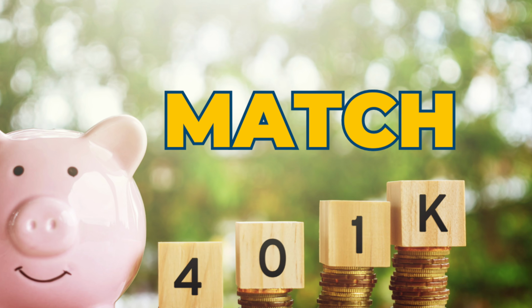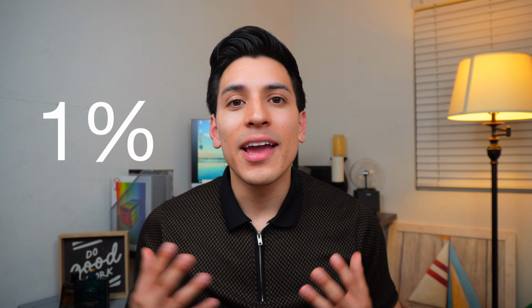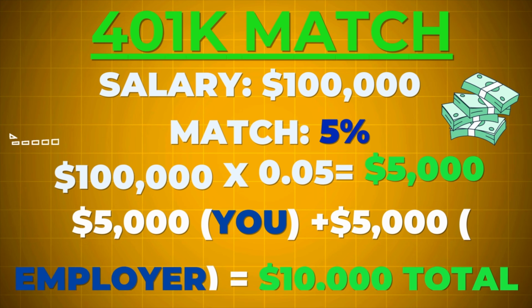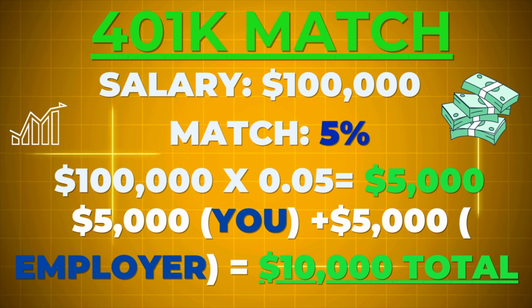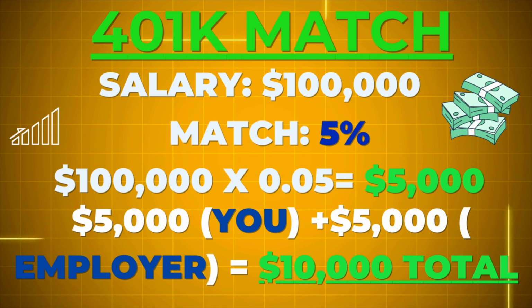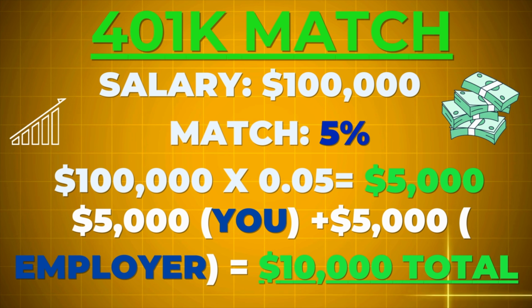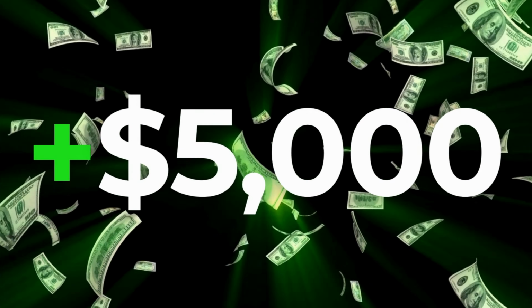a match from anywhere from 1%, and my company personally does a 7% match. So let's say you make $100,000 a year and your company offers a 5% match. So 5% of $100,000 is $5,000. So in any given year, if you contribute $5,000 to your 401k, assuming you have that same salary, then your employer will match that and invest an additional $5,000 on your behalf. So it's literally like getting $5,000 of free money.